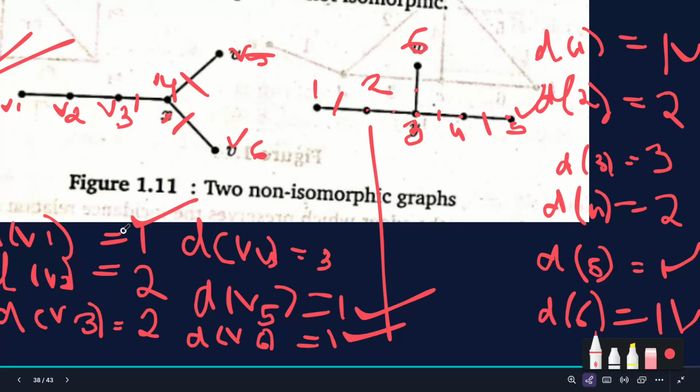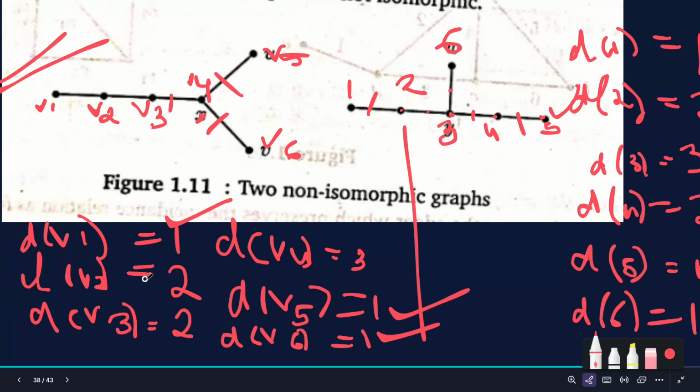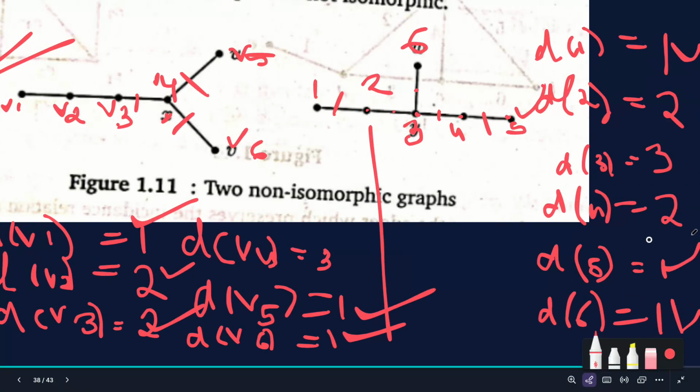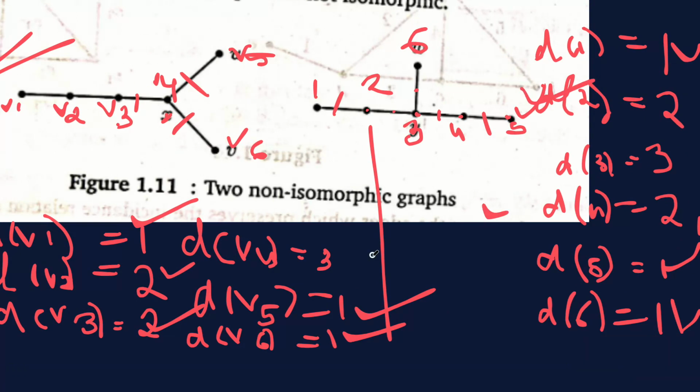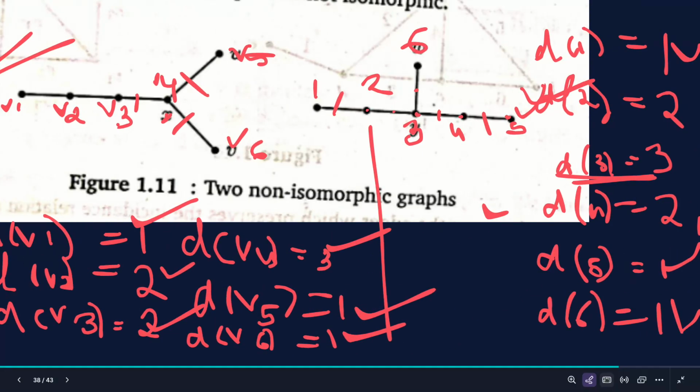So the number of vertices with degree 1 is the same here, 3 and 3. Now with degree 2, here it is 2 and here it is 2, so that is also the same. With degree 3, it is this, so that is the same. So here, if you see, the number of vertices with the same degree is the same.